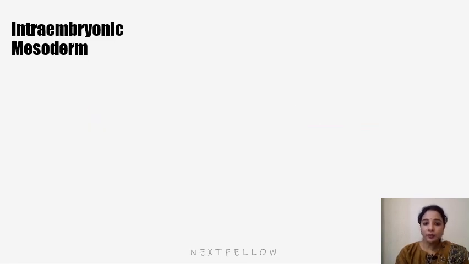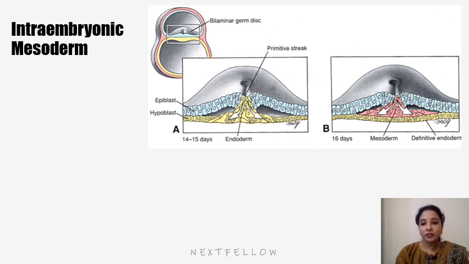So the cells of the primitive streak, here we know this is the primitive streak, they invaginate towards the endoderm, forming a groove which is called the primitive groove. And from the bottom of this groove, the cells of the primitive streak spread in between the endoderm and the ectoderm to form intraembryonic mesoderm. So the red color cells, what you see here, sandwiched between the ecto and endoderm, are the cells forming intraembryonic mesoderm, which is the third germ layer.